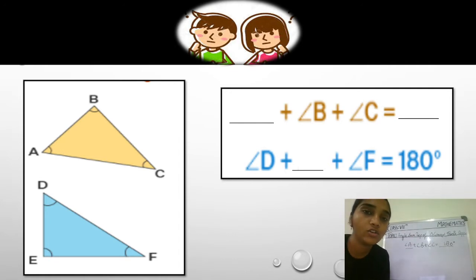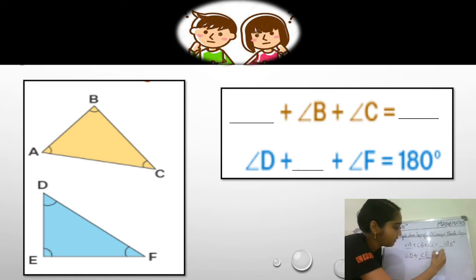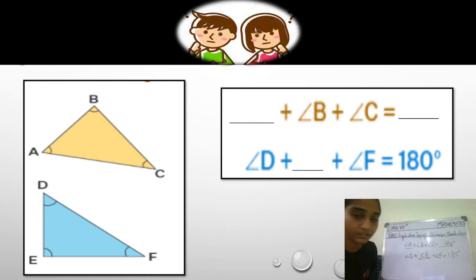Yes, for this triangle DEF also, you will be using the angle sum property of a triangle. So what will we add to angle D and angle F so that it gives us the sum as 180 degrees? Which angle? Yes, we will add angle E to it. So angle D plus angle E plus angle F will be equal to 180 degrees.